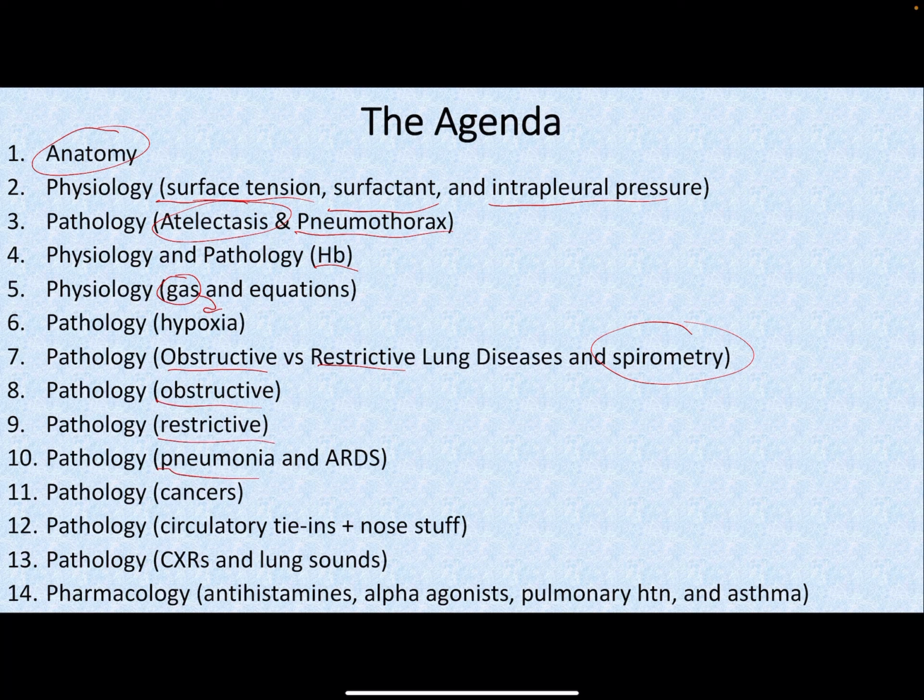Talk about pneumonia and how it can lead to acute respiratory distress syndrome, different types of lung cancers. Remember that lung cancer is the leading cancer death in, I think, not just the country, but the world. Circulatory tie-ins and sinusitis, talking about different types of x-rays and both normal breath sounds, but also adventitious breath sounds, and then different types of pharmacology, most of them being asthma drugs.